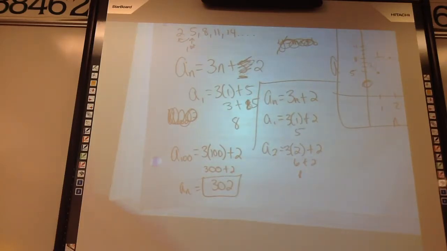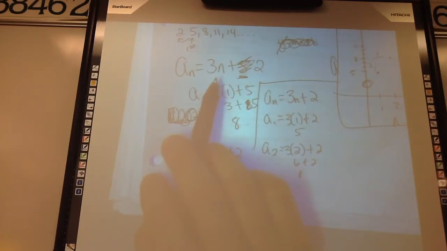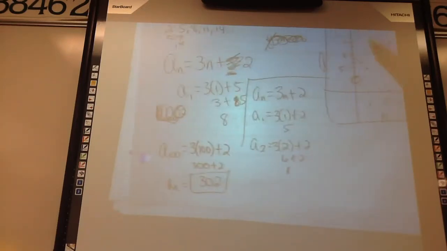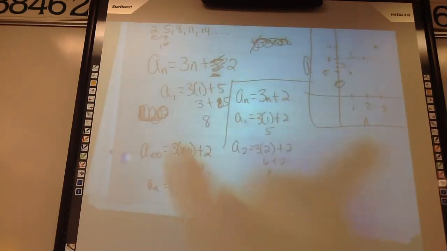Yeah. It's kind of like in a line, if this was a line and we graphed it, you'd write y equals 3x plus 2. Same thing, now we're just using n instead of x.